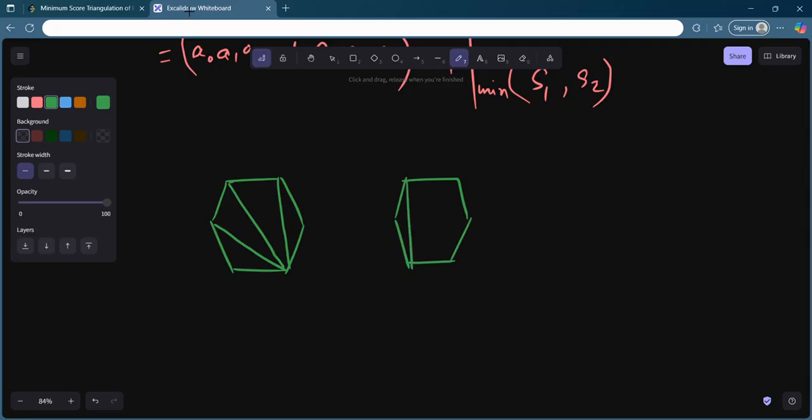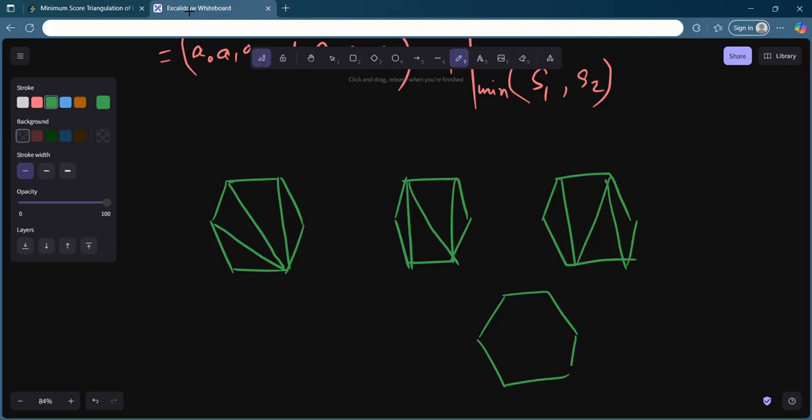You could have also divided into something like this. You could have also divided into something like this. Note that these two are actually different. You could have also divided into something like this.